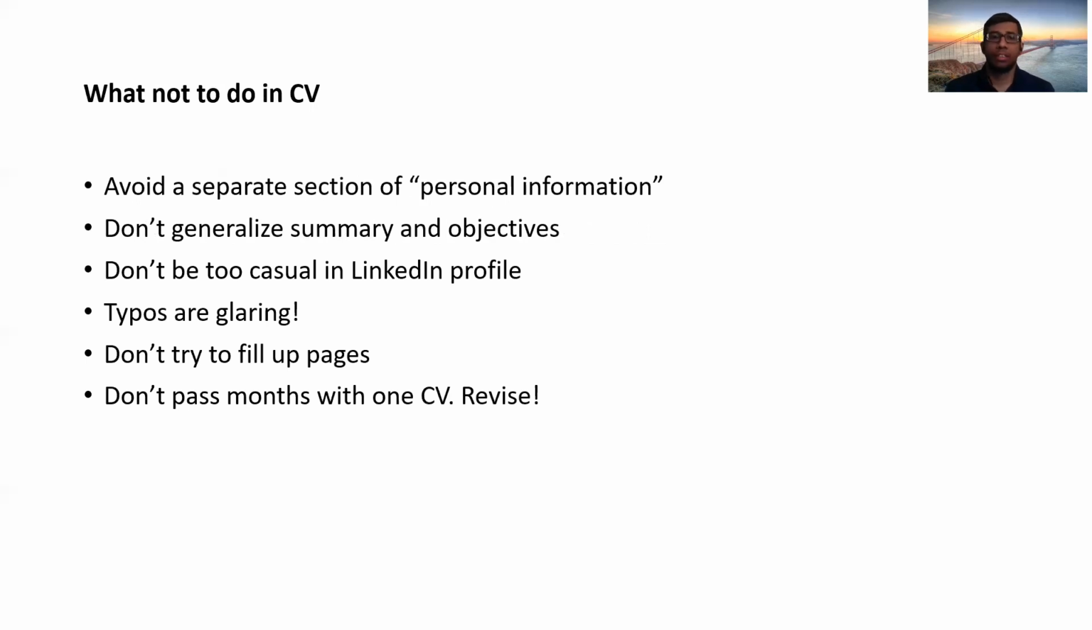What not to do in CVs? Generally, in some cases, as we have a small amount of achievements, we tend to fill up the pages with personal information, like sometimes we even put blood group, height, weight, those kinds of irrelevant personal information, and also marital status, that sort of thing. We should always avoid these. And in summary and objectives, we should be very precise, concise, and quantitative.